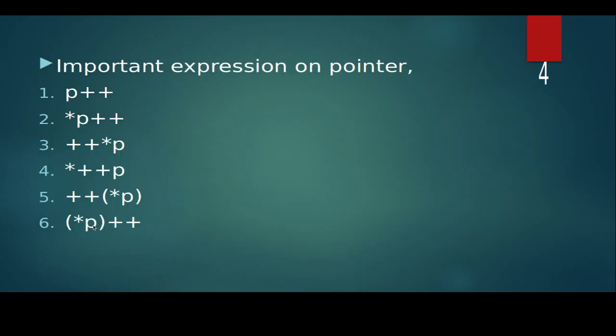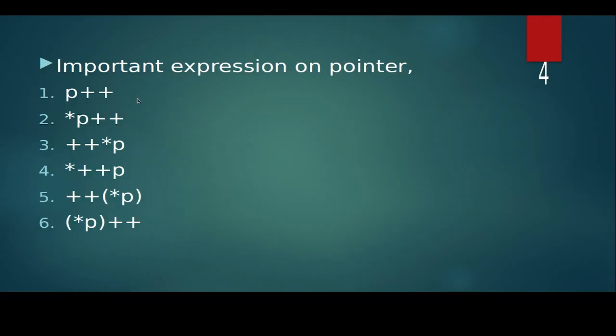Sixth, we are incrementing the value where p is pointing. The difference between the third and sixth is that here we are post incrementing the value where p is pointing, and in the third we are pre incrementing. Okay, I hope this is clear.